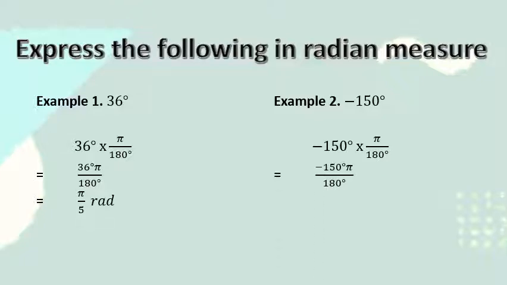Another example, we have negative 150 degrees multiplied by pi over 180, which is the conversion factor. Okay, so negative 150 degrees times pi over 180. The GCF is 30. 150 divided by 30, we have 5. 180 divided by 30, we have 6. But don't forget that the given angle is negative, so our answer will also have a negative sign.